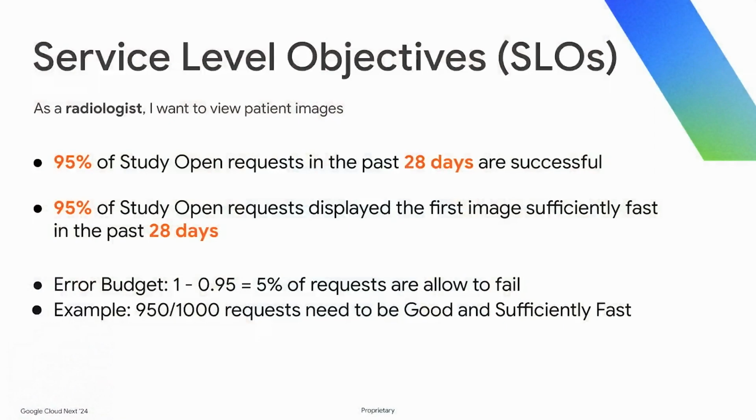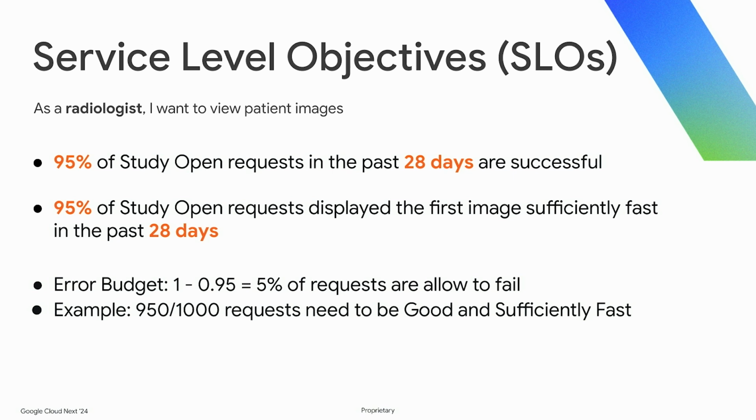And here you can see the SLOs. Every SLO will require a target percentage and a compliance window. As an example, I've chosen 95% over a 28-day rolling window. This means that 95% of all image viewing requests must be good and fast. But it also means that 5% are allowed to fail, and this is called the error budget. Every SLO will have its own error budget, and it'll be calculated as 1 minus the SLO.